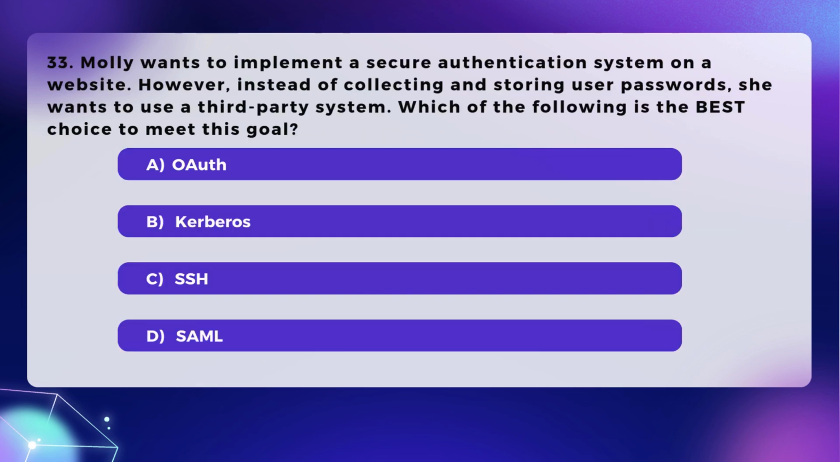Molly wants to implement a secure authentication system on a website. However, instead of collecting and storing user passwords, she wants to use a third-party system. Which of the following is the best choice to meet this goal? A. OAuth. B. Kerberos. C. SSH. D. SAML.